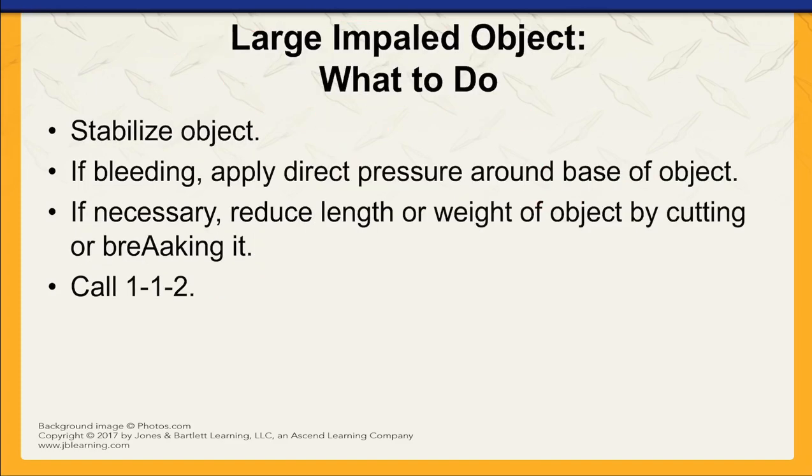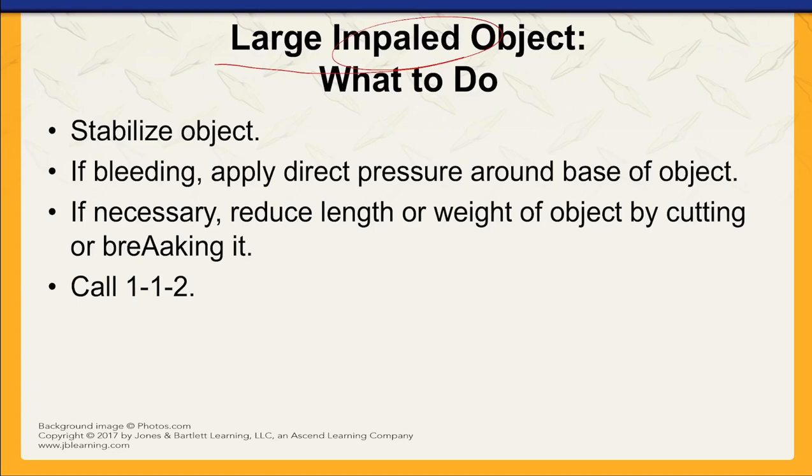When you look at large impaled objects, okay, large impaled objects. So again, as we said earlier, you want to stabilize that body part, okay? So this is very important. Stabilize the body part, and also you want to stabilize that object. Why? Because you don't want it to move around and cause more internal damage. So stabilize that object. Next thing, if it's bleeding, apply direct pressure around the base of the object. Okay? If there's any bleeding around the base of the object, that's where you want to apply direct pressure.